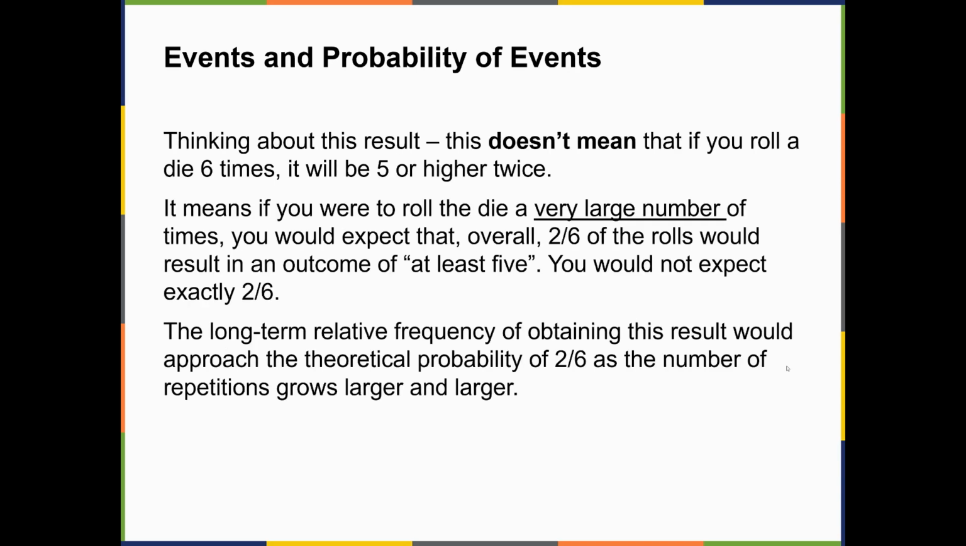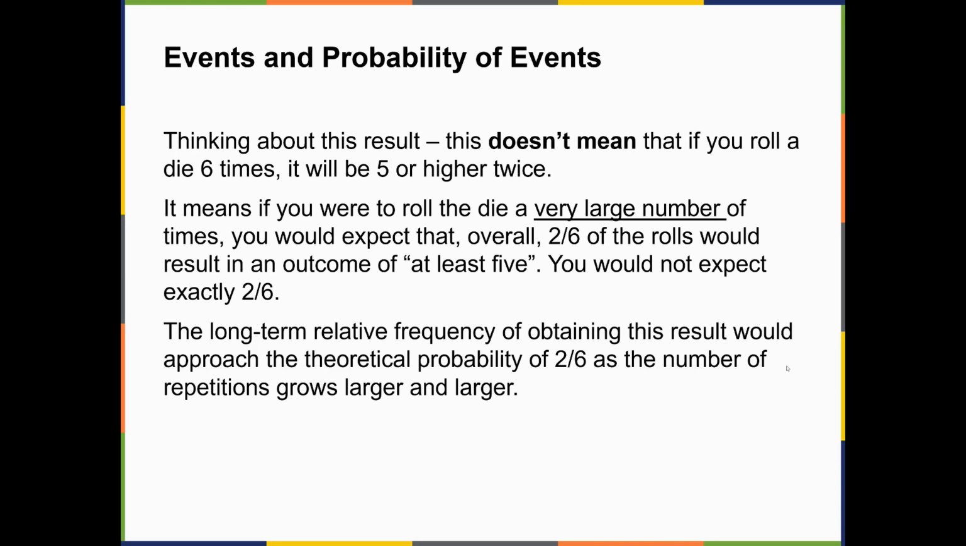All right, well, let's think about this result for just a minute because we've got to keep in mind exactly what we're doing here. This doesn't mean that if you rolled a die 6 times, it would be 5 or higher exactly 2 of those times, right? That's not what this means. We don't mean if we just roll it a few times, we roll it 6 times, we're going to get 1, 2, 3, 4, 5, 6, and 2 of those are going to be 5 or higher. That's not what this is saying.